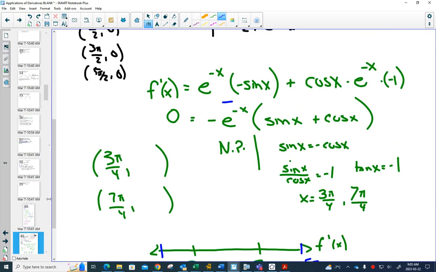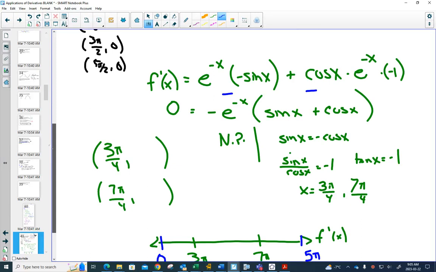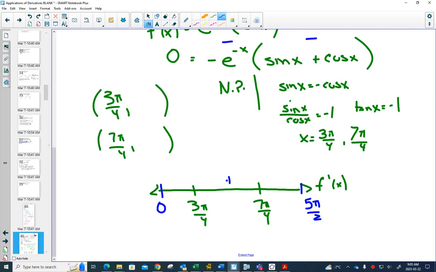If I plug in pi, we're going to have to think about our unit circle. Sine of pi is 0. That's your y coordinate. Cos of pi is -1. So this would be negative as well, meaning this section in between here is positive, and our graph would be increasing.